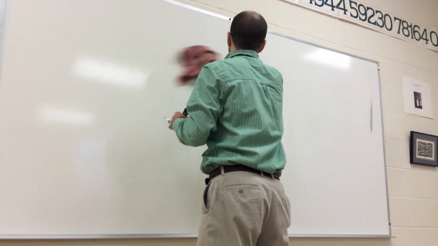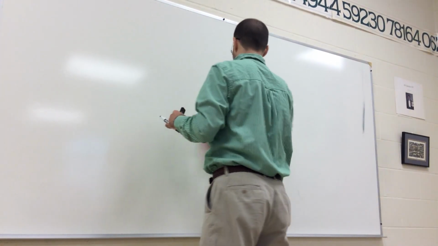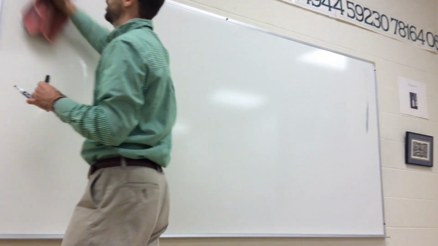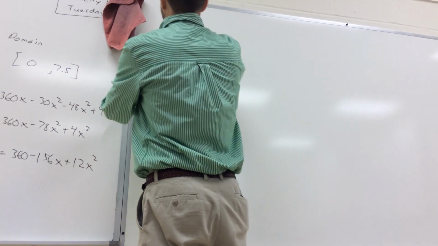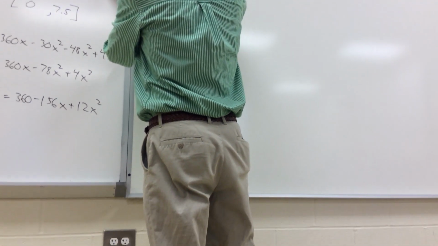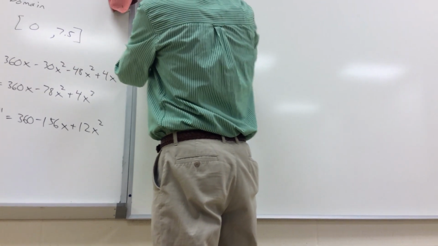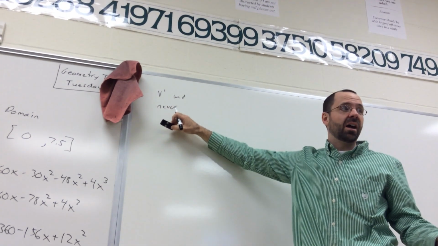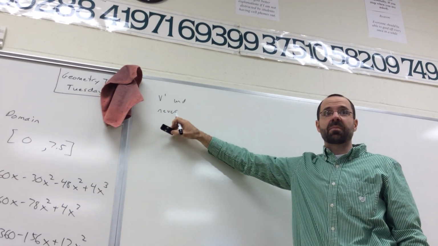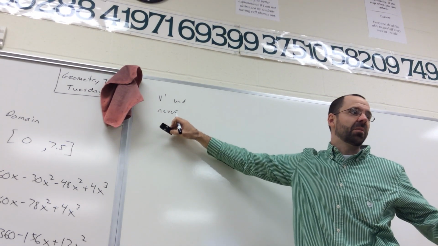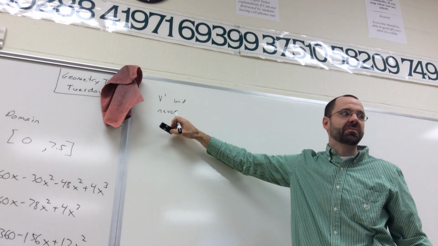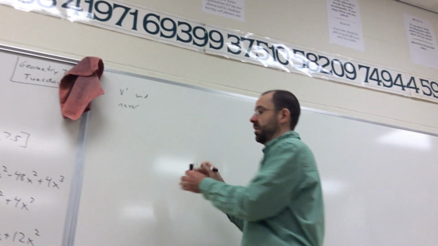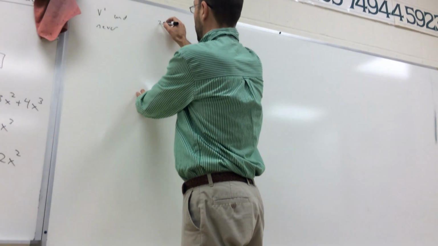So then I've got to set that volume prime equal to 0 and undefined to find the critical values. So volume prime undefined never happens. But my advice to you is, even if it doesn't happen, write it down, because then someday it'll happen and you'll forget about it. So then I have to set the volume prime equal to 0.